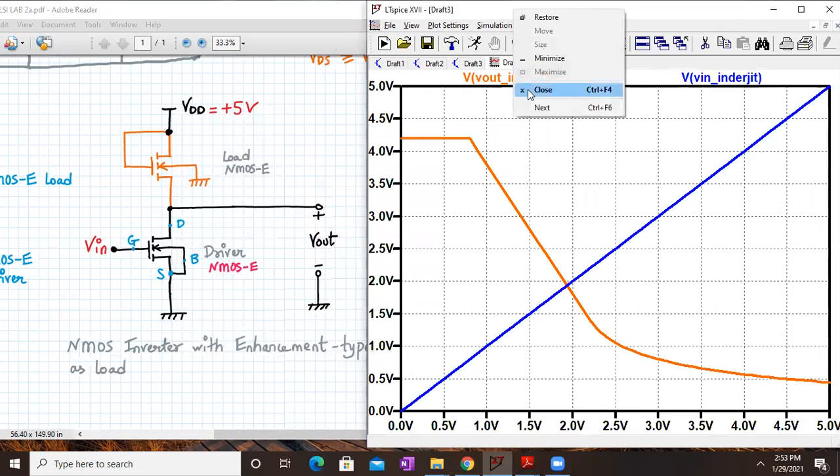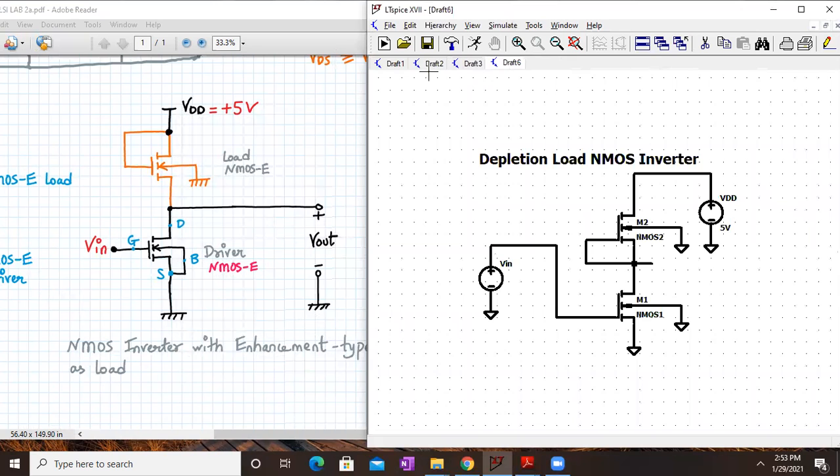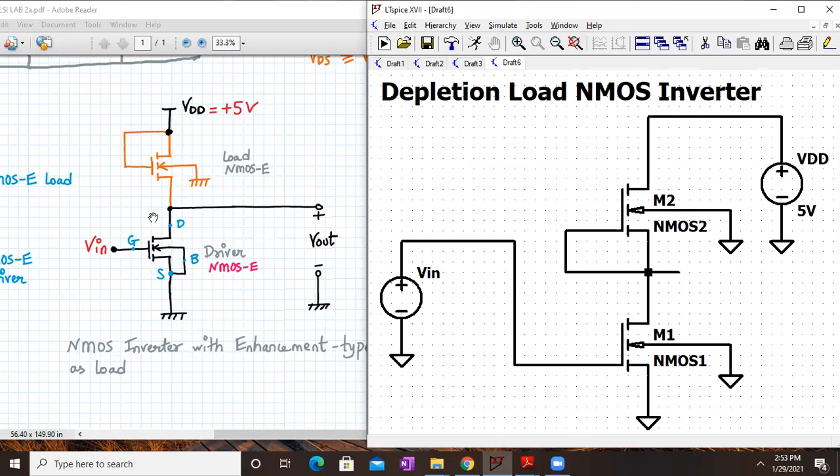Now let's quickly go to the depletion load. Yeah, so we have this depletion load quickly.